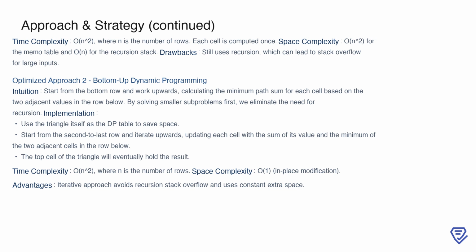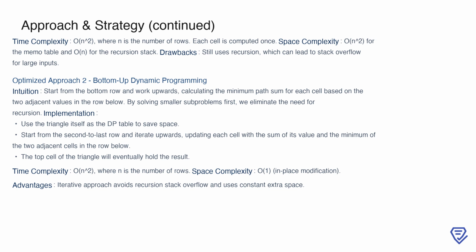While this is a significant improvement over the brute force approach, recursion still carries the risk of stack overflow for larger inputs. To overcome these limitations, we can shift to a bottom-up dynamic programming approach. In this method, we start from the bottom row of the triangle and work our way upwards. For each cell, we calculate the minimum path sum by adding its value to the smaller of the two adjacent values in the row below. By solving the smallest subproblems first, we ensure that each step builds on previously solved results.